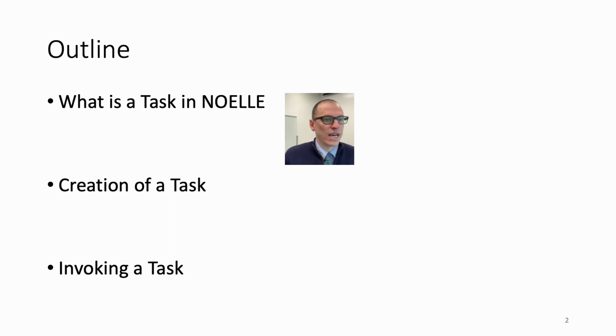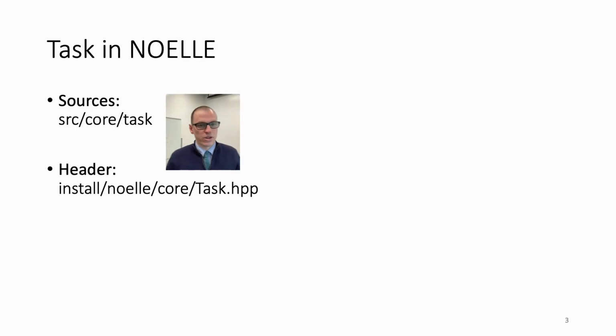This talk is organized in 3 parts. First, I'm going to talk about what a task is in NOELLE. Then we're going to look at how to create a task, how to define a new task, and finally, how to invoke an existing task. Everything that we're going to talk about can be found in the module task under source core, and the header after install is under install NOELLE core task.hpp. Here is where you find all the public API about the abstraction we're going to talk about now.